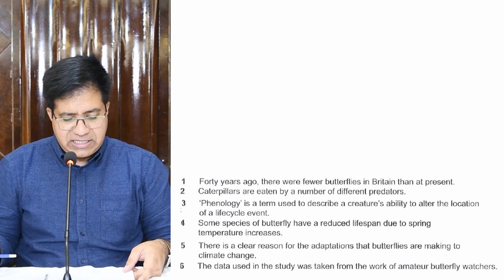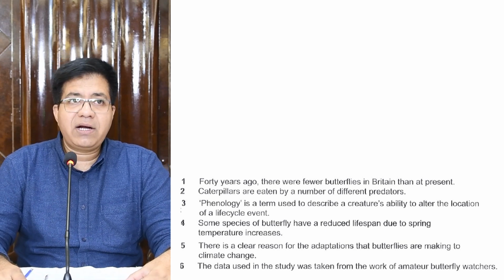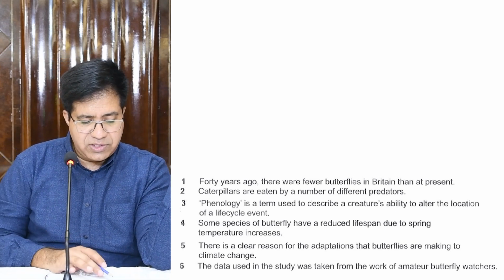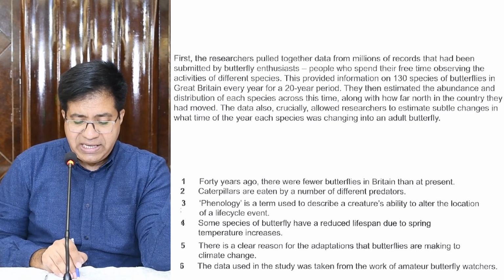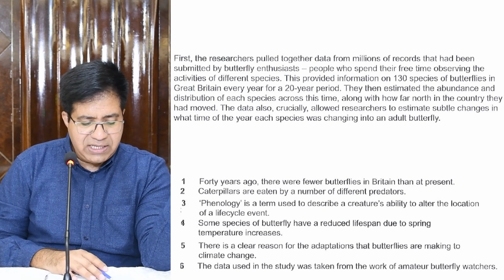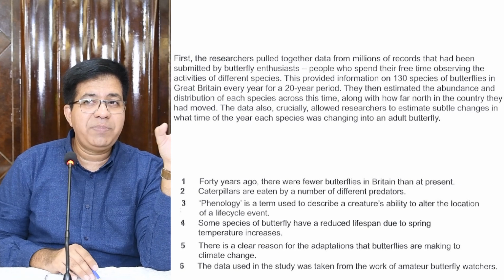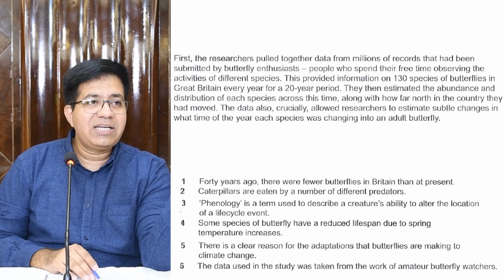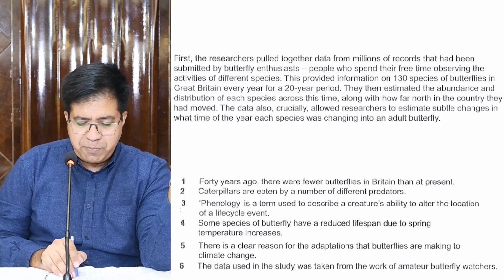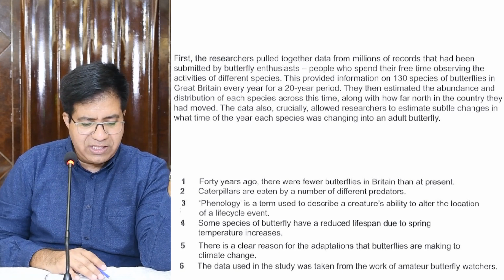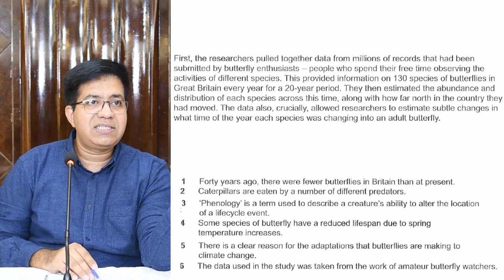Look for the word data. Records. Exactly. In the 4th paragraph, for data they have used the word records. First, the researchers pulled together data from millions of records that had been submitted by butterfly enthusiasts. Now, what is a butterfly enthusiast? Amateur butterfly watchers, enthusiasts. People who spend their free time observing the activities of different species. They are called enthusiasts, right?